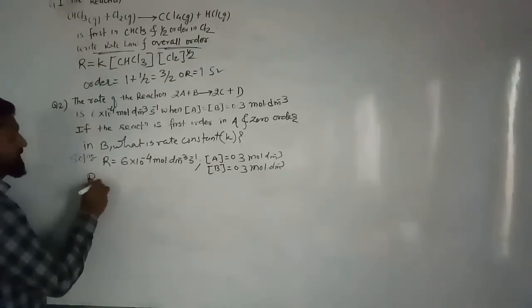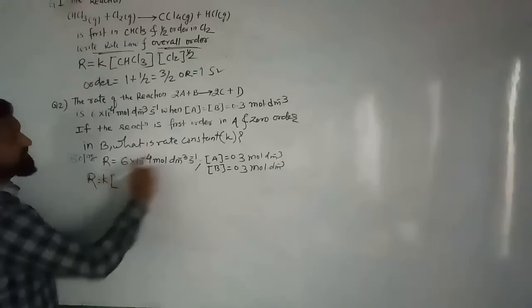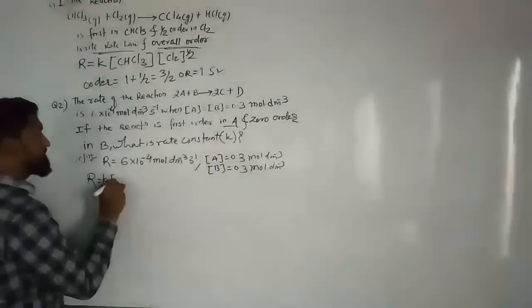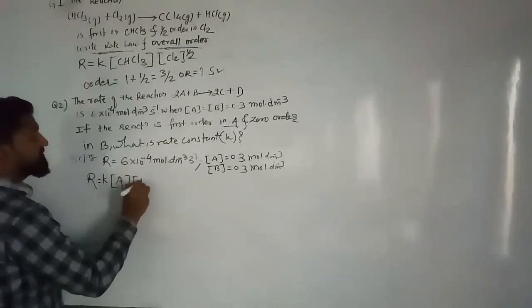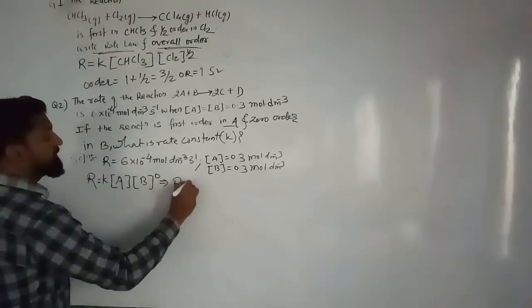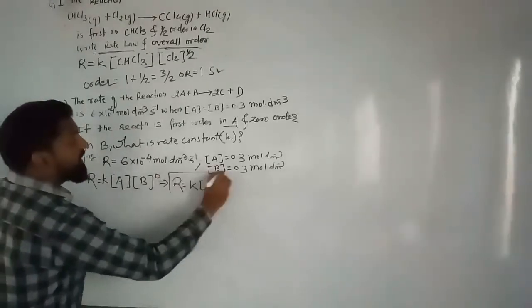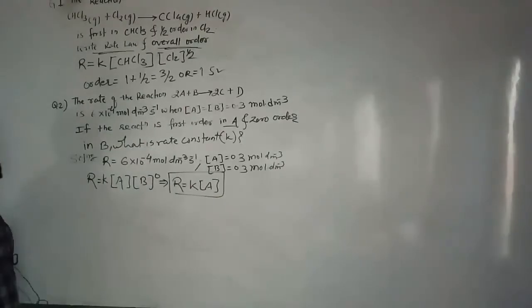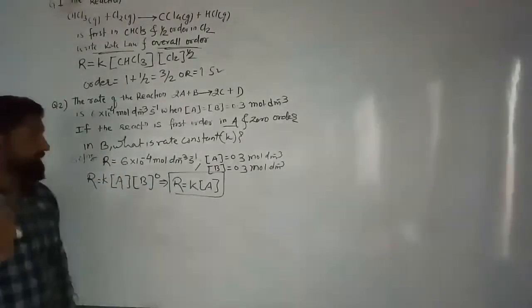So R will be equal to k. First order in A, so I must write [A], and zero order in B, so [B]^0. So ultimately it will become R = k[A]. So this is our rate law. Okay, so 50% work is done. Now what about the other 50%?